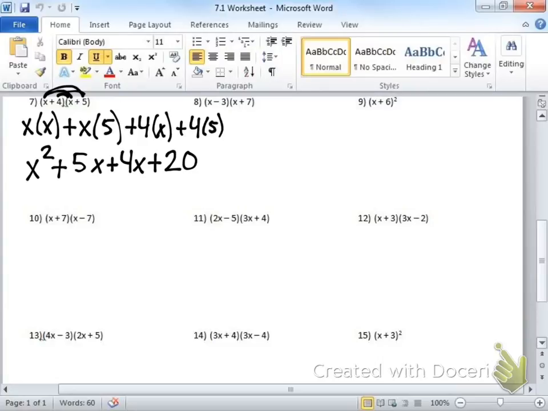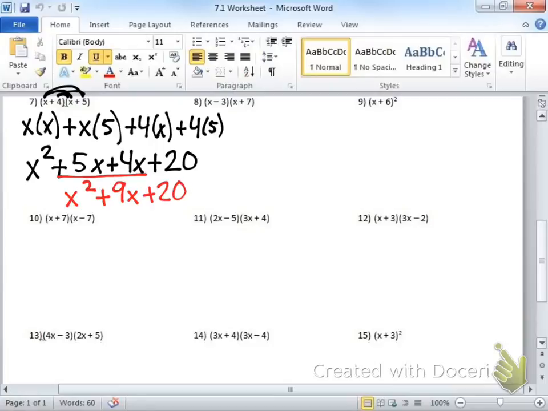All right, what's the final step on this problem? Add like terms, combine like terms. Very good. So the x squared stays in the front. It stays x squared. What is 5x plus 4x? 9x. And then in the back you still have a 20.